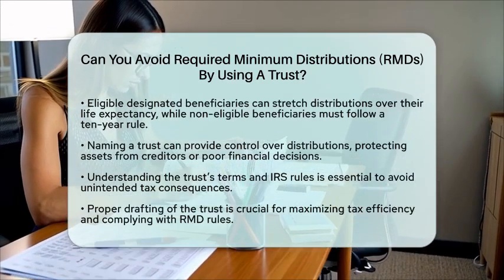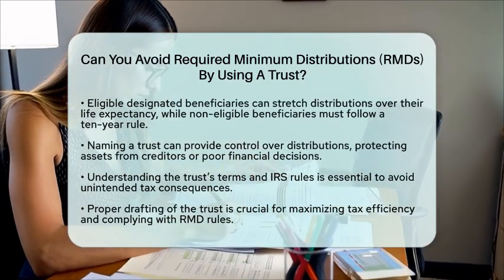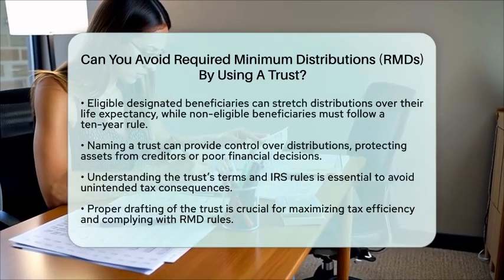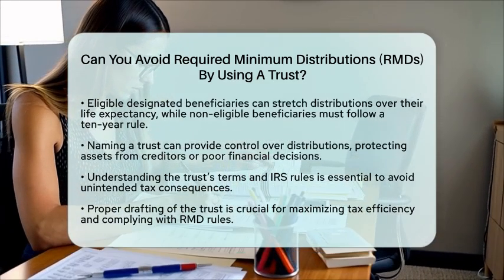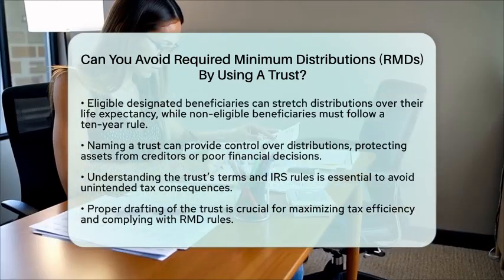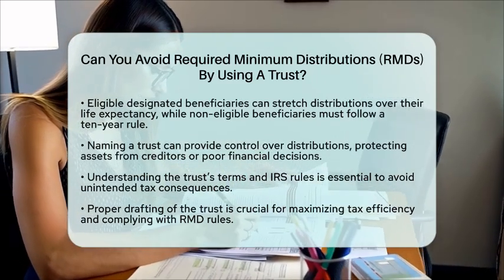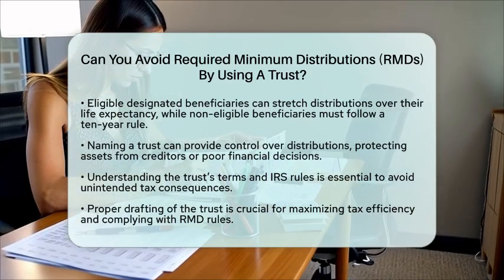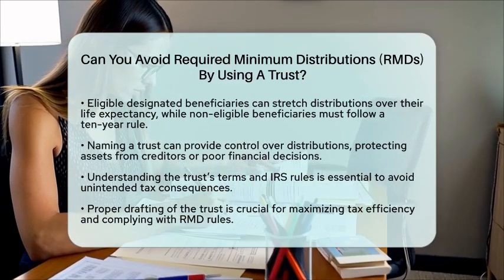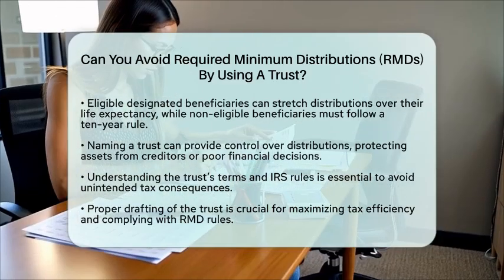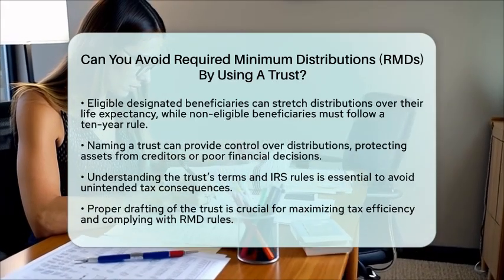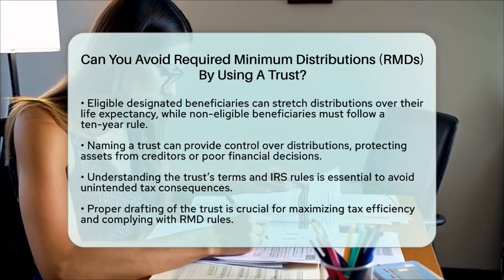However, this control can come with accelerated distributions and higher taxes if the trust does not qualify as a see-through trust. It is essential for the trustee to understand the trust's terms and IRS rules to avoid unintended tax consequences. Proper drafting of the trust is vital to maximize tax efficiency and comply with RMD rules.